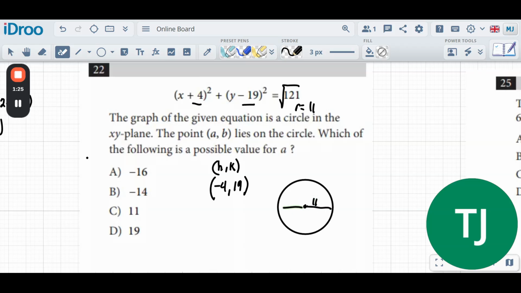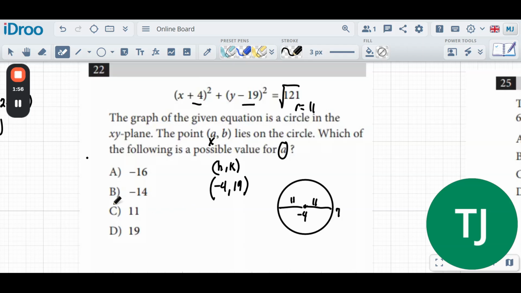So any point from the center to the circle would be 11. Since we are looking for a, which is a value for x, it means that if we are at −4 for x, and you go this way horizontally, you'll have 11 − 4, so that would be 7. So the highest it would go to the right from the −4 is 7.